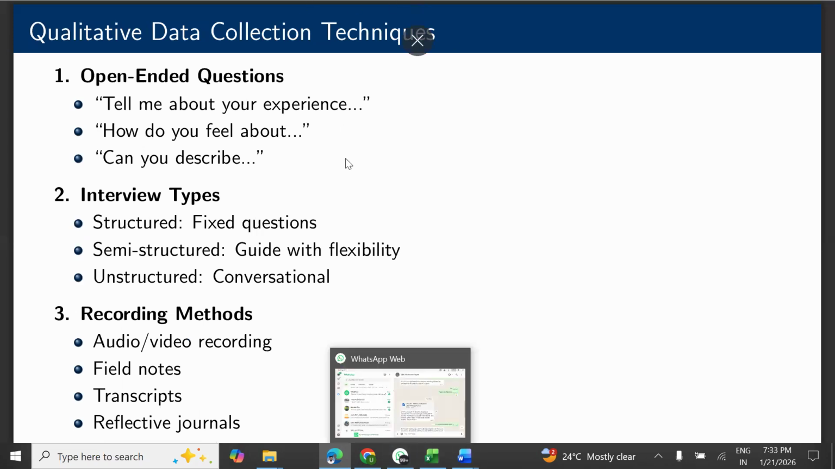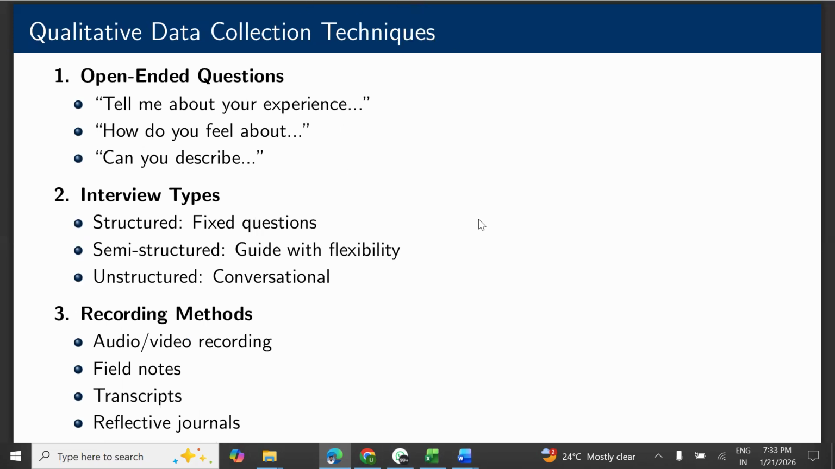Now, what are the different qualitative data collection techniques? The first one is open-ended questions, where you ask, tell me about your experience, how do you feel about, can you describe. The interview types: structured interview, where you have fixed questions; semi-structured, where you guide with flexibility; and unstructured, where it is conversational mode. Recording methods: audio and video recording, field notes, transcripts, reflective journals.